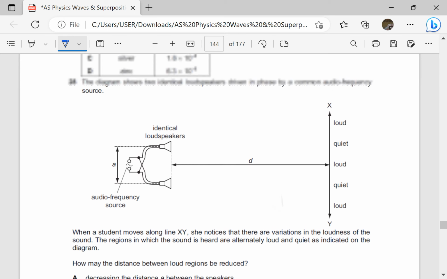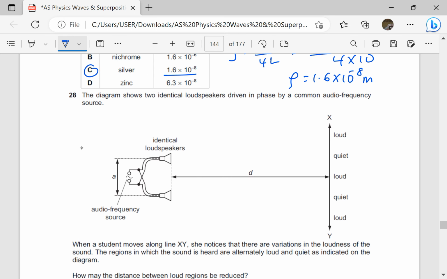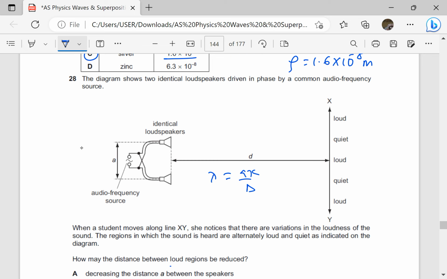That is automatically X. So this is acting like a double slit. So lambda is equal to AX divided by D. How may the distance between loud regions be reduced? So we want to reduce X. We have two options. We either reduce lambda, because lambda times D is equal to AX, or we reduce D, or we increase A, because we notice that A is inversely proportional to X.